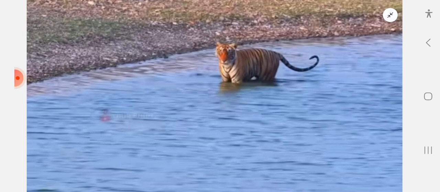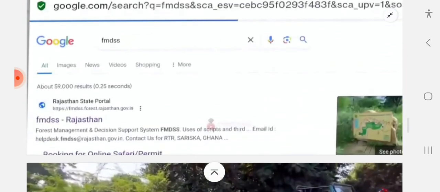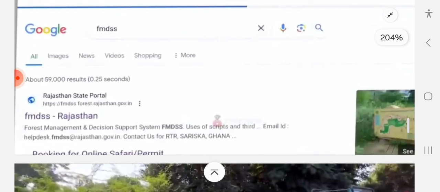And so let us see. If you want to visit Ranthambore National Park, you have to go to this website. So as you can see, fmdss.forest.rajasthan.government.in. So from this it is clear that the Ranthambore National Park is located in Rajasthan.